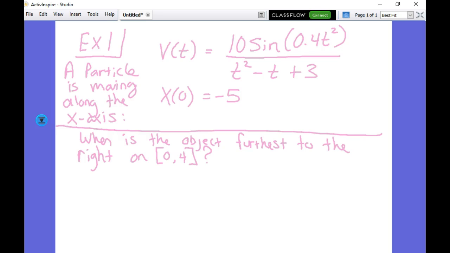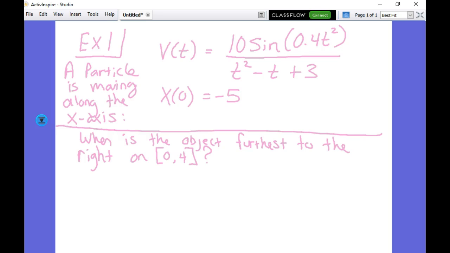We have a particle moving along the x-axis, and we have its velocity given there. Now that's an ugly equation, right? Which means we're using calculators, right? And then they also tell us here that x of 0 equals -5. That's our initial condition. That's our position, right? When t equals 0, the position is -5. That's where it's located on the x-axis, okay?